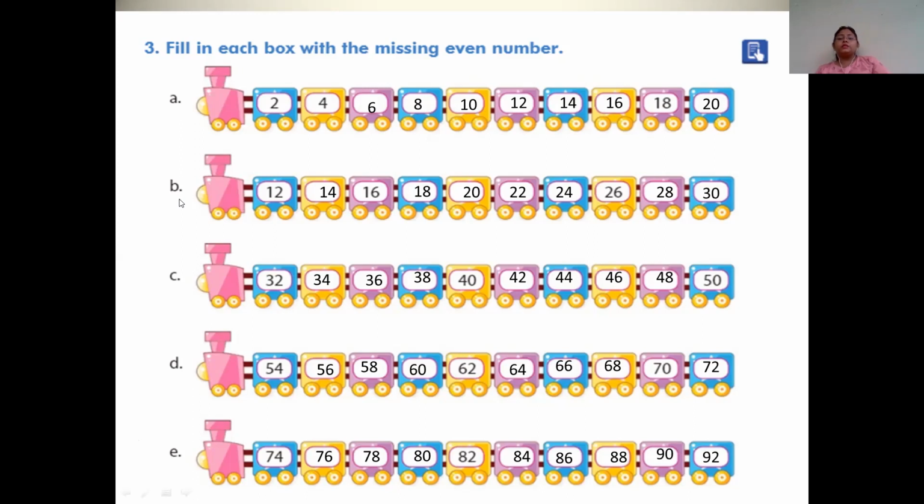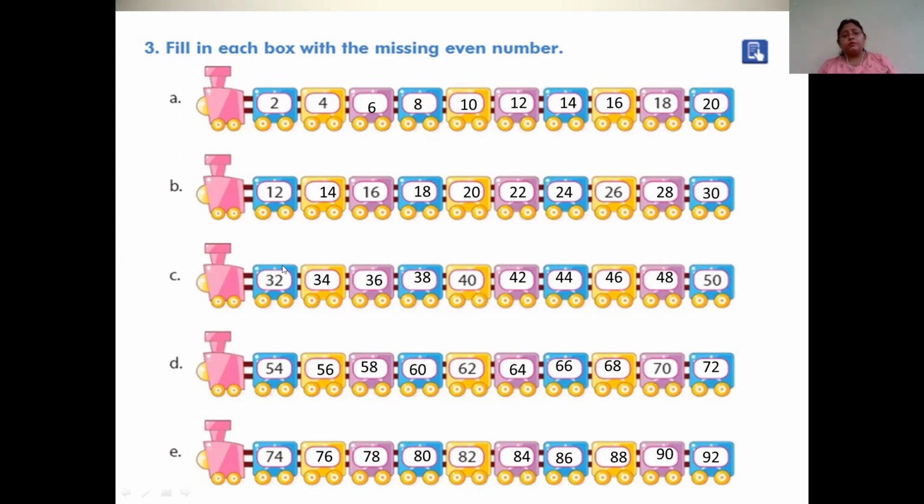The first number started with 12. So 12 is the even number. How do we get more after 12? What will be the next even number? We have to add two numbers, 12, 13, 14. In the same manner, 16. After that, 18, 20, 22, 24, 26, 28 and 30.